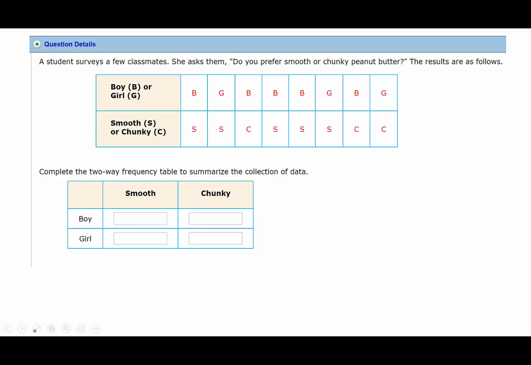The first question says, a student surveys a few classmates. She asks them, do you prefer smooth or chunky peanut butter? And the results are as follows. Then it asks us to make a frequency table to summarize the collection of data.